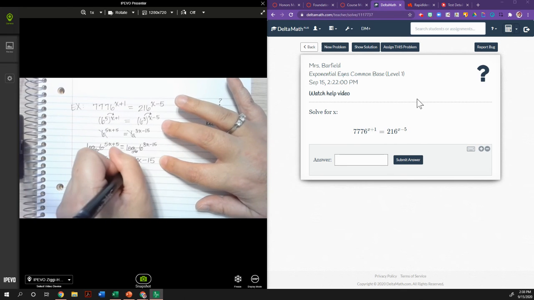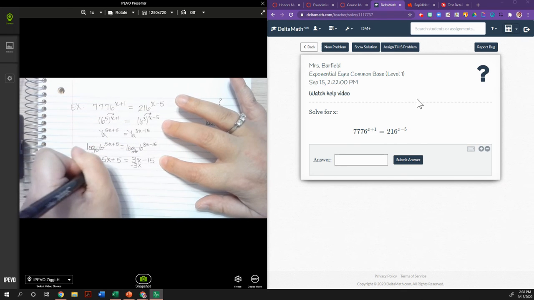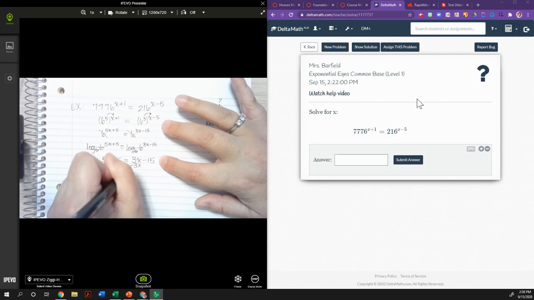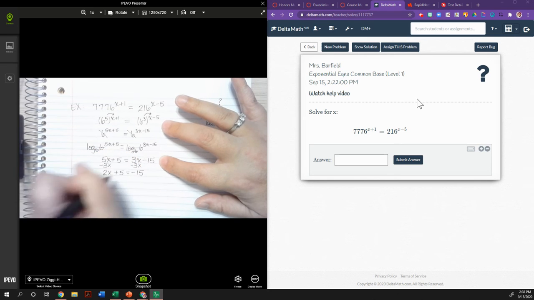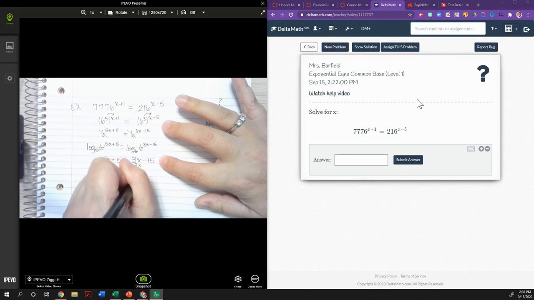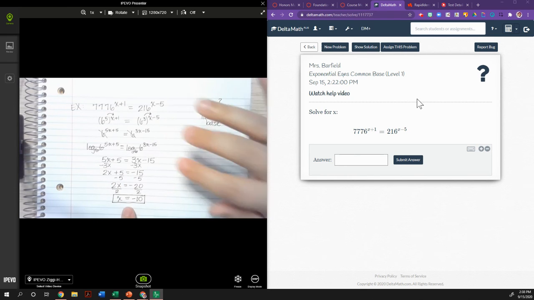I'm going to subtract 3x. So I get 2x plus 5 equals negative 15. I'm going to subtract 5. So I get 2x equals negative 20. I'm going to divide by 2. So x equals negative 10.